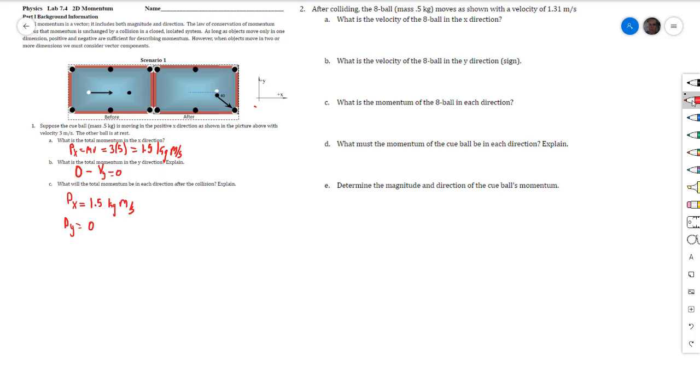So 2, after colliding, the 8 ball moves in the direction shown with a velocity of 1.31 meters per second. What is the velocity of the 8 ball in the x direction? Well, I'm going to go ahead and draw this. The 8 ball is moving down this way. And this angle right here is negative 40 degrees. Now, I said negative 40 because it's measured down from here. I could measure it this way and it could be 320, but it is important that we see that that component in the y direction is negative.